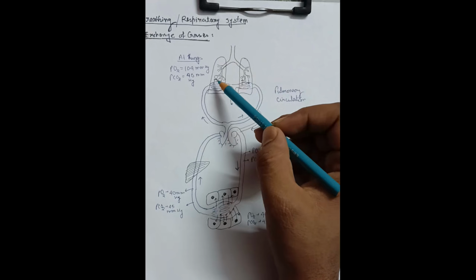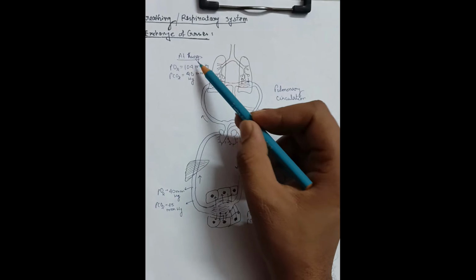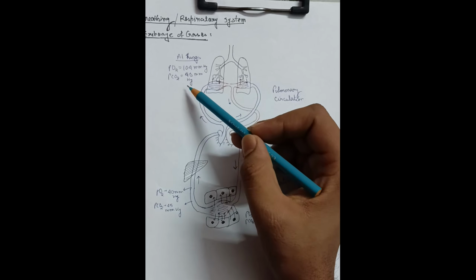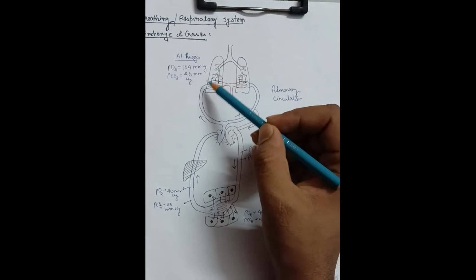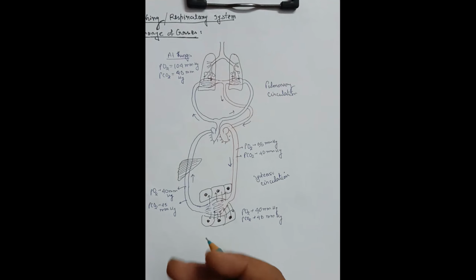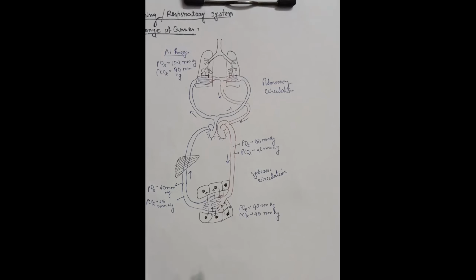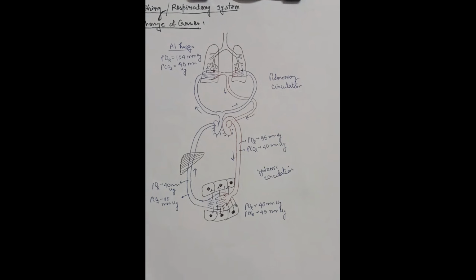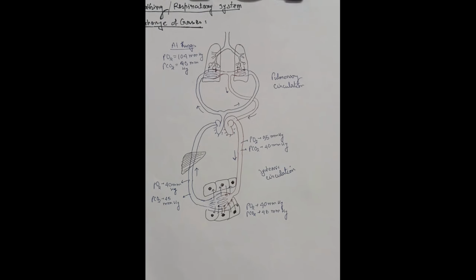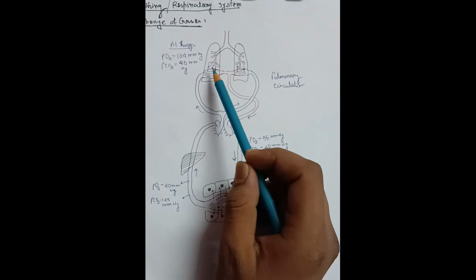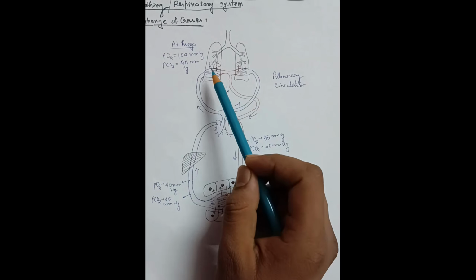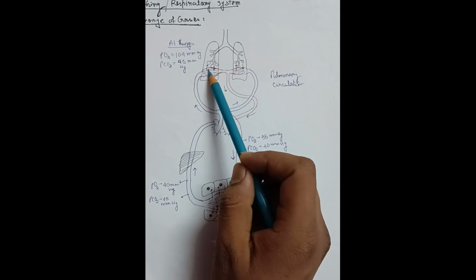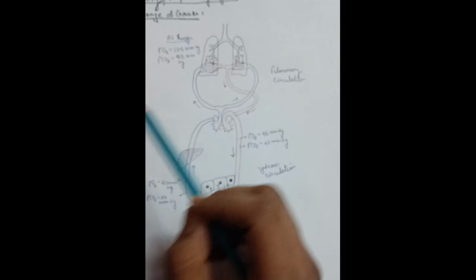But if we see in the alveoli, at the lungs, the partial pressure of carbon dioxide is less, that is 40 millimeter of Hg. So there is a partial pressure gradient, and we must remember that all the gaseous exchange in our body happens by only simple diffusion through the endothelial membrane of the blood vessels or the capillaries, which are very fine or thin, and also the alveolar membrane.